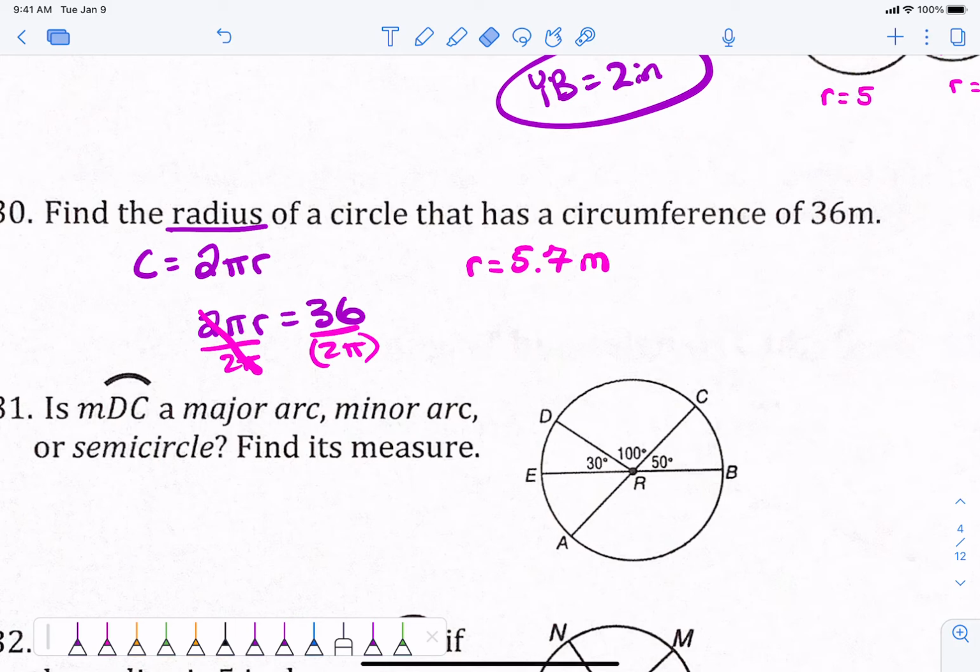5.7 meters is the radius. Okay? Good? All right, moving on.